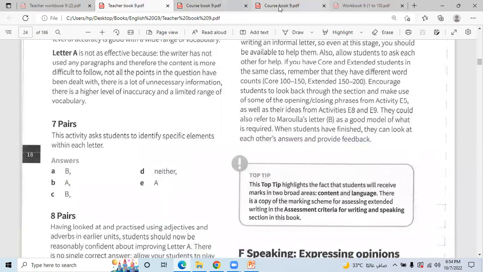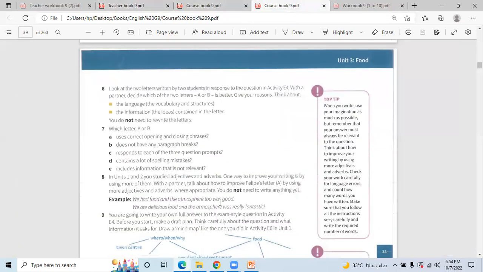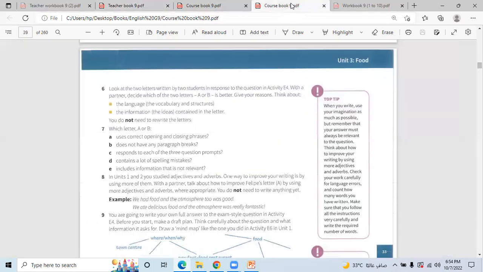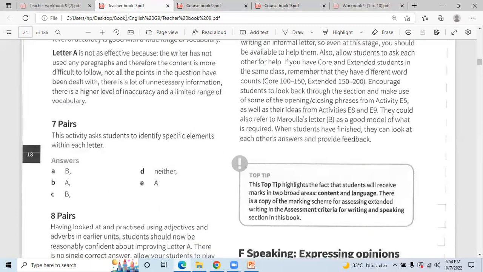Okay, then you can see question number 7 here: which letter, A or B? From A to E, let us see. This one, uses correct opening and closing phrases, is letter B. So it's B, then C is B, then D is neither, and E is A.